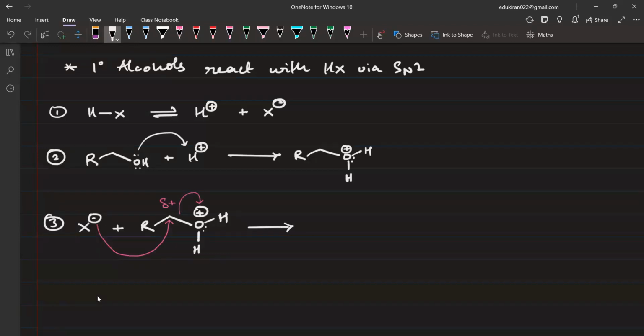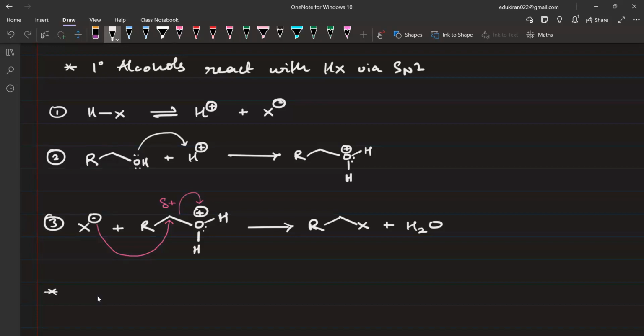the oxygen atom also. So you will get R, the CH2 will be as it is, and you will get a halogen atom here, plus you will get the water molecule. This is what happens when you are having a 1 degree alcohol. In the case of 2 degree alcohol, it goes via SN1.